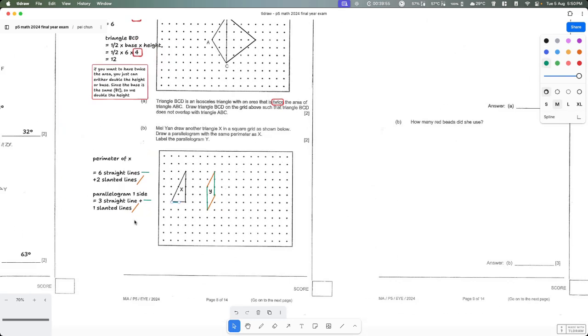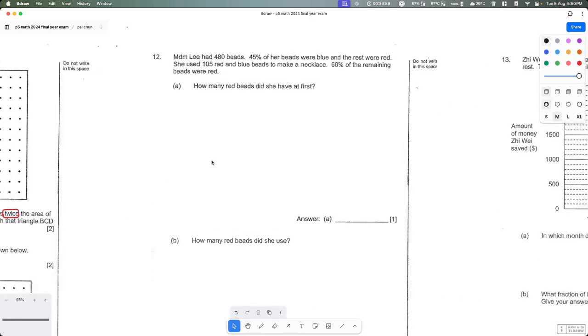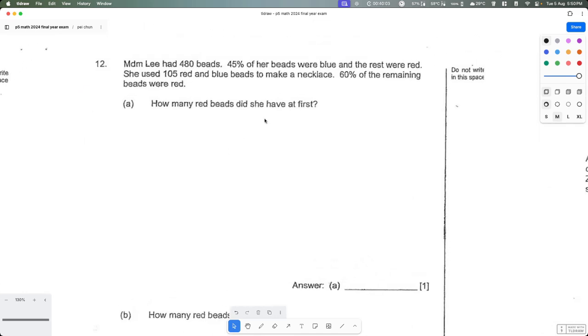Okay, there you go. So that's it. Let's move on to question number 12. Madam Lee had 480 beads. 45% of her beads were blue and the rest were red. She used 105 red and blue beads to make a necklace. 60% of the remaining beads were red. How many red beads did she have at first?